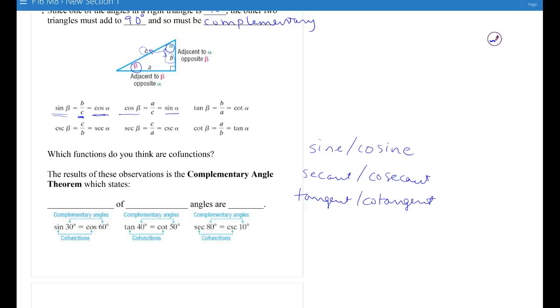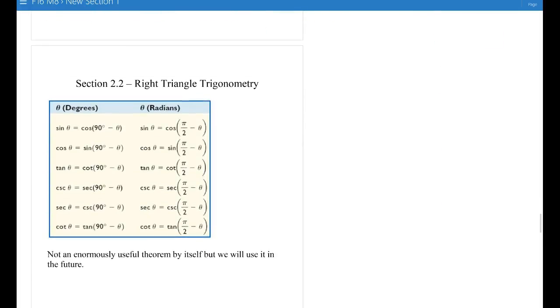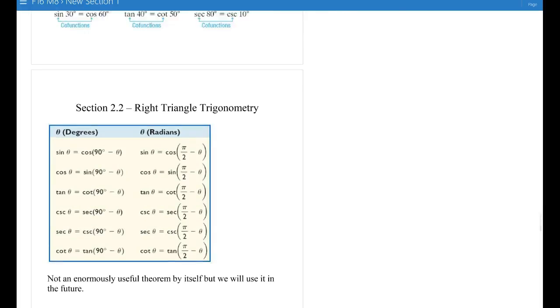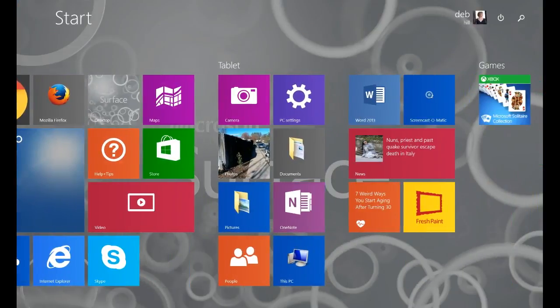So this is different than the reciprocal identities. These are called co-functions. So the complementary angle theorem tells us that co-functions of complementary angles are equal, which we just proved to ourselves. So this little table might come in handy, and it's much more useful in the future. It's not that useful in and of itself. The end of section 2.2.